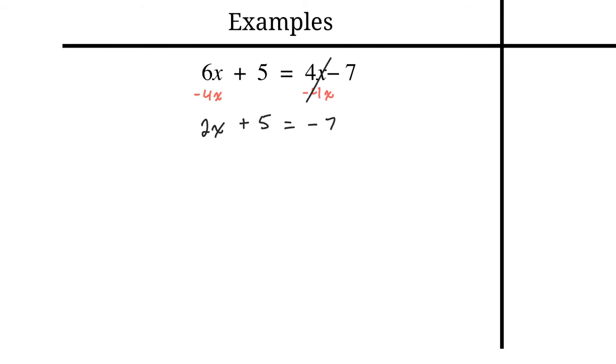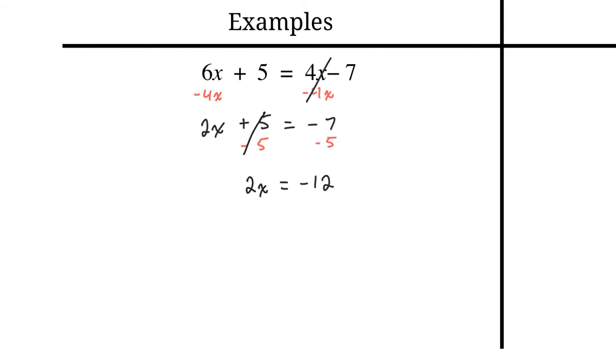And before we can solve for x and isolate x, we need to get rid of this plus 5. So since it's being added, we need to do the opposite operation, which is subtraction. So we're going to subtract 5 from both sides of the equation. So on the left side of the equation, we're going to be left with 2x. And on the right side of the equation, we are left with negative 12.